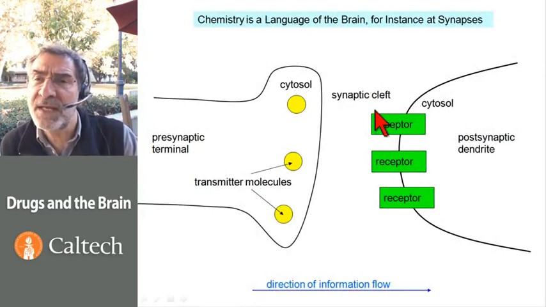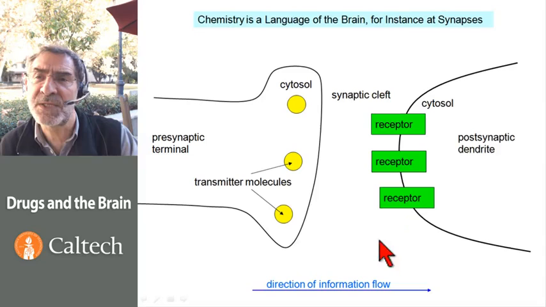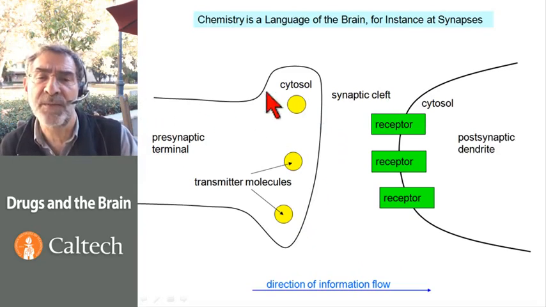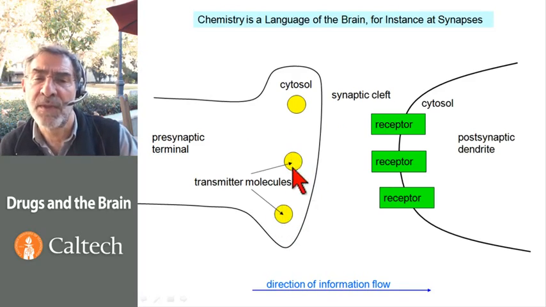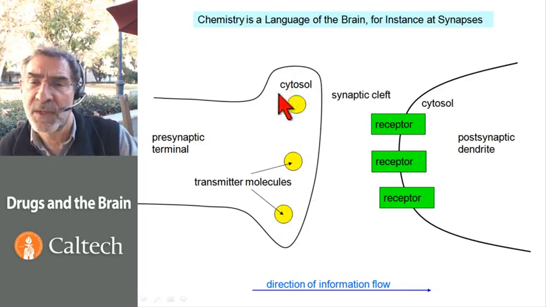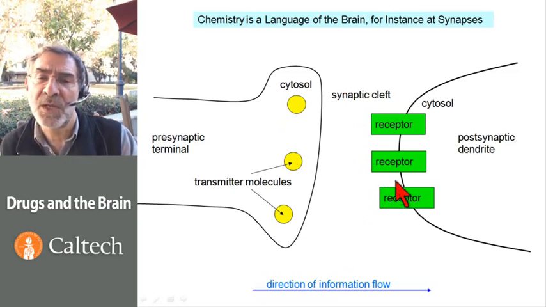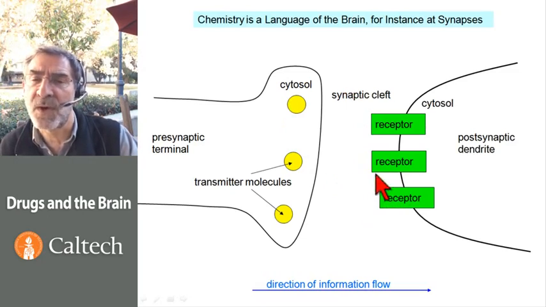So we have seen that chemistry is a language of the brain, for instance at synapses. Here we have an even larger view, a very simple view of a synapse. We have the presynaptic terminal. We have transmitter molecules in vesicles in the presynaptic terminal. That's yellow here. They are embedded in the cytosol or the intracellular environment. The synaptic cleft separates the presynaptic and the postsynaptic cells. It's about 500 angstroms wide.